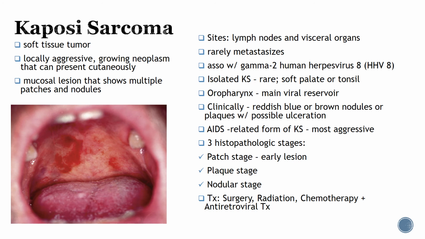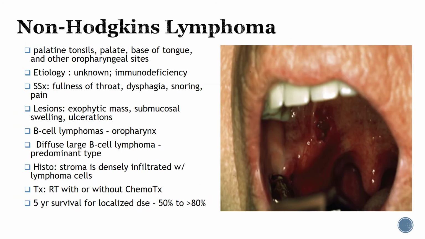Patients might be treated with surgery, radiation, or chemotherapy, depending on the epidemiology of the disease. The incidence and course of the disease have been improved with retroviral therapy in HIV-infected patients. Non-Hodgkin's lymphomas are found in the palatine tonsils, palate, base of the tongue, and other oropharyngeal sites. Etiologic factors are unknown in most patients, although some lymphoma patients might suffer from immunodeficiency. Clinical symptoms can include fullness of throat, dysphagia, snoring, and pain. Systemic symptoms are rare. The lesions present as exophytic masses, submucosal swelling, and sometimes ulcerations.